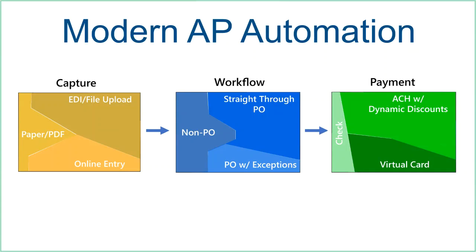On the payment side, check has been around for a long time and will continue to be a factor for a segment of the vendor population. But ACH with dynamic discounting and virtual card are fast becoming the modern way that suppliers are paid, and AP departments both find efficiency as well as turn their more advanced processes into ways for their organization to be more profitable.